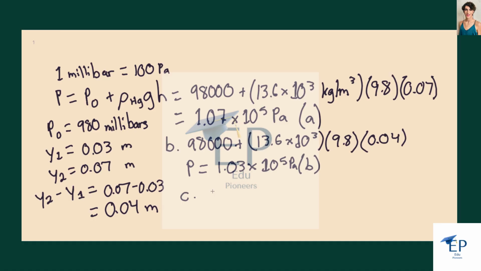So for part C, because all these constants are the same, we find that the pressure is going to be equal to the pressure found in part B, 1.03 times 10 to the fifth pascals.